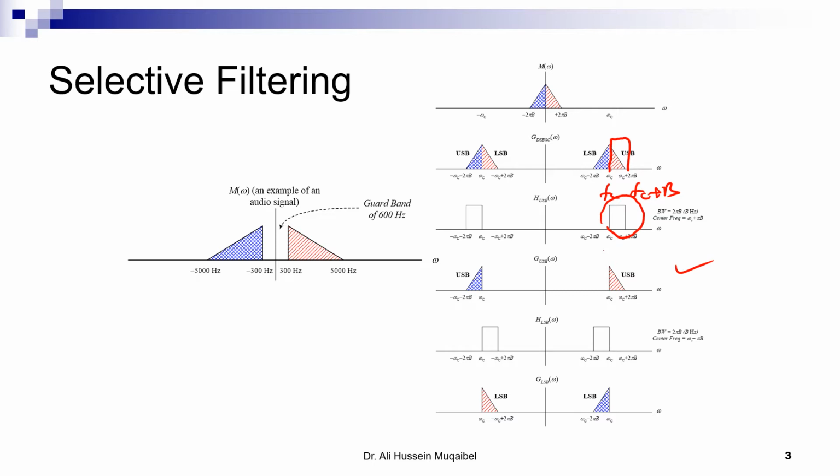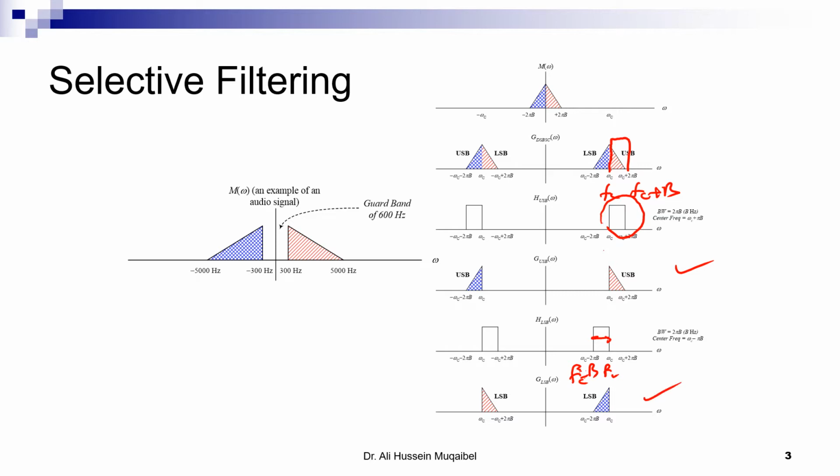Similarly, we use the other type of filter. The only difference will be the bandwidth is going to be b, but now we go from fc minus b up to fc. Now, if you do this, you get what we call selective filtering.